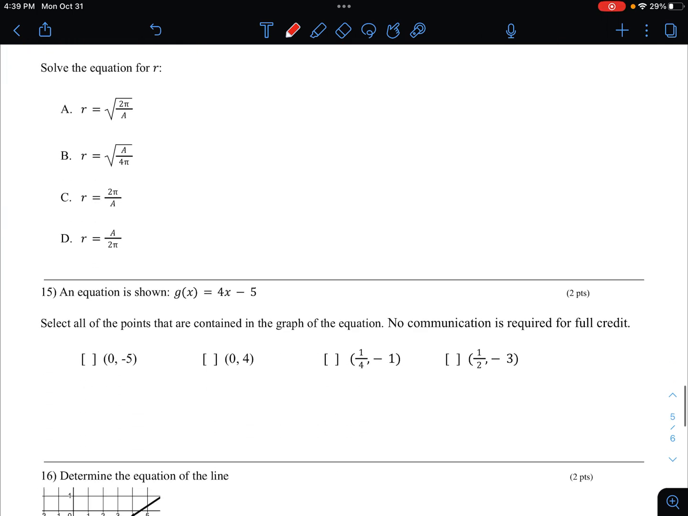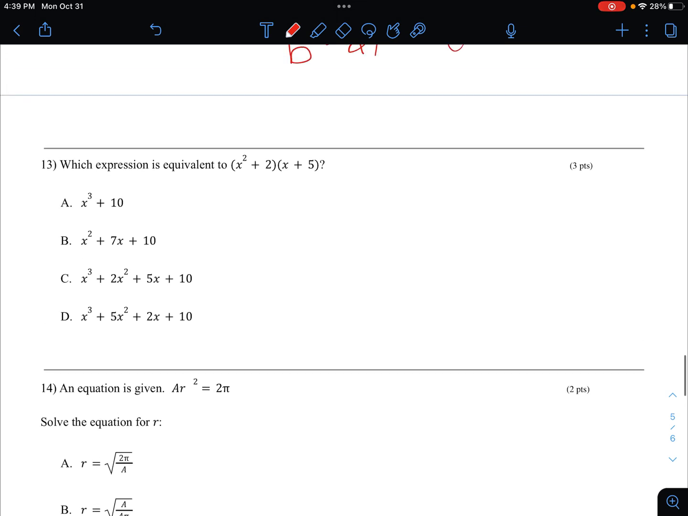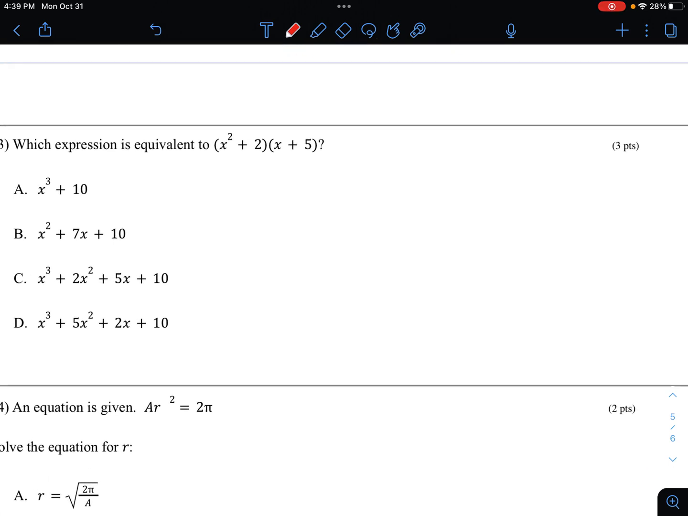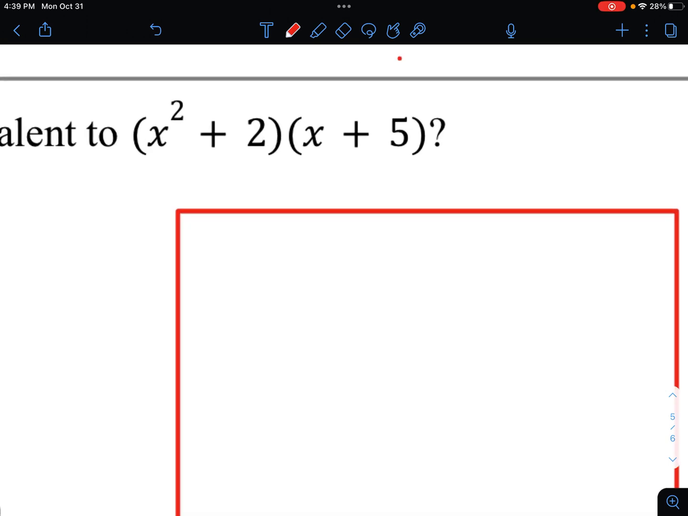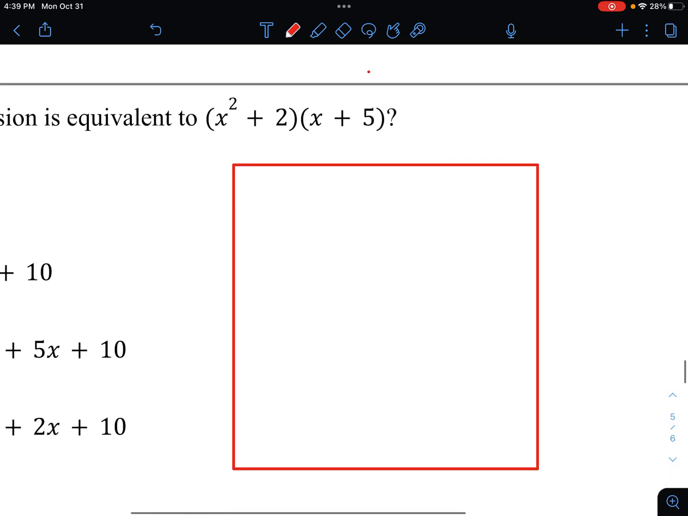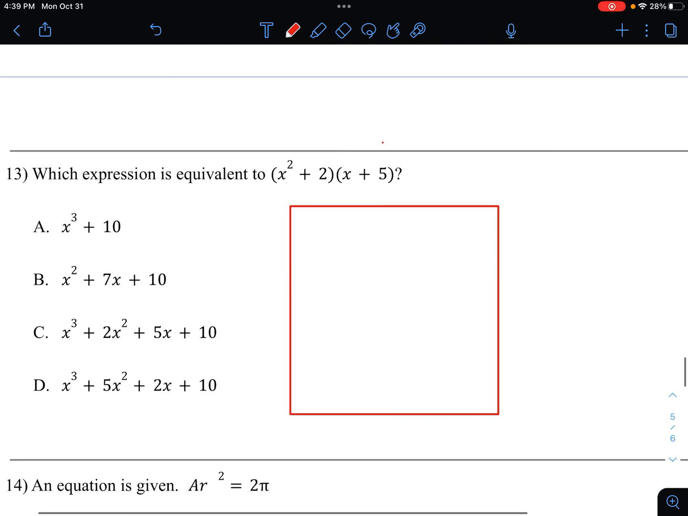Last couple here, 2 more, I want to say 3 more, 4 more. It says which expression is equivalent to x squared plus 2 times x plus 5. Here, let's use a box. Again, we're multiplying here. How do we know we're multiplying? Because there's not a sign. There's not an addition or subtraction sign right there. So we know we're multiplying. We can go through and draw out our box.